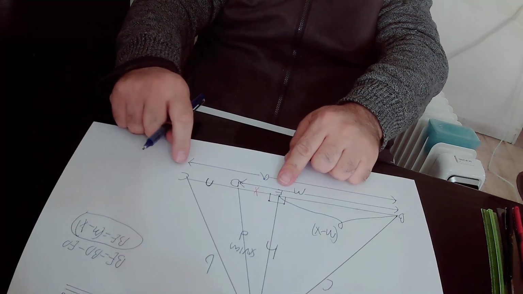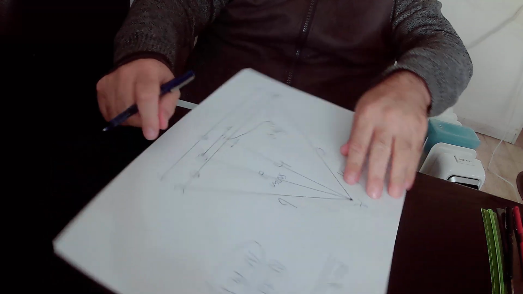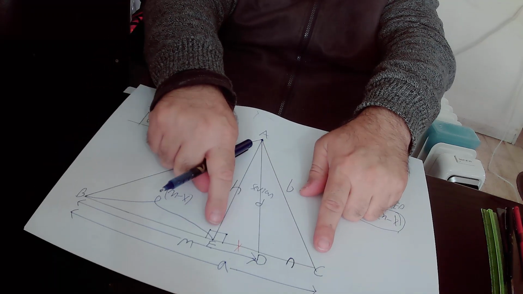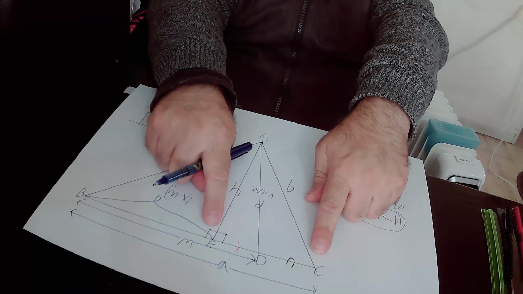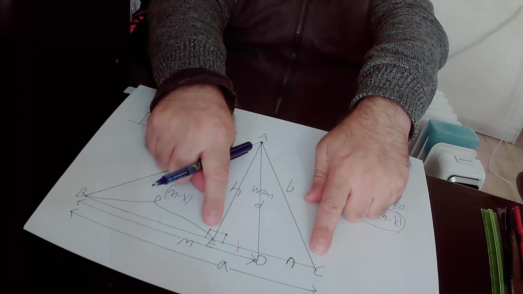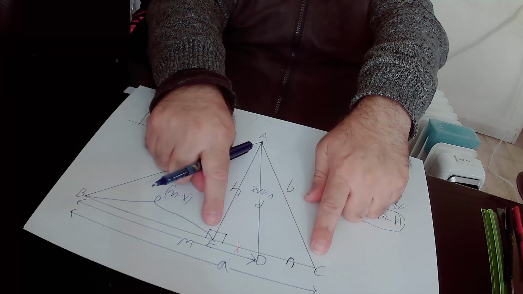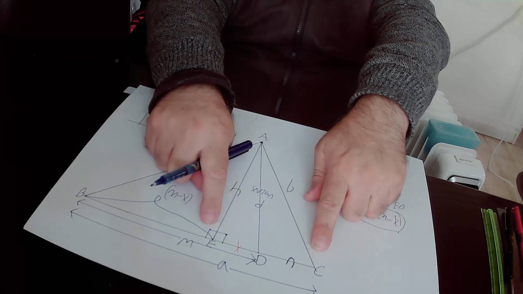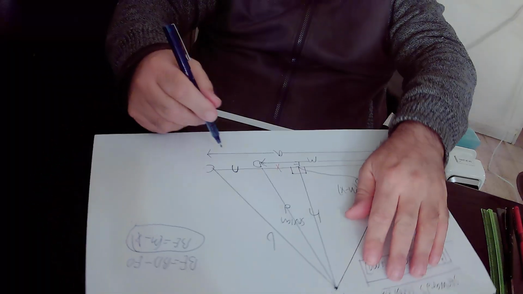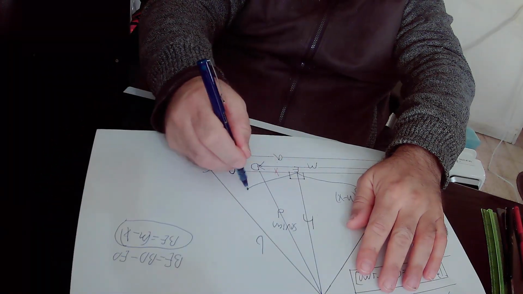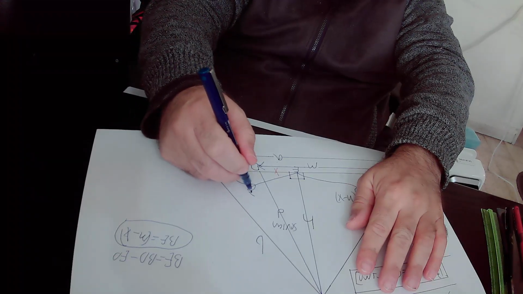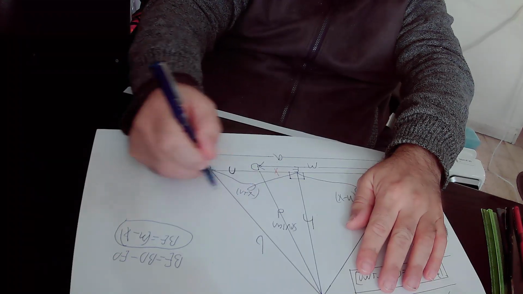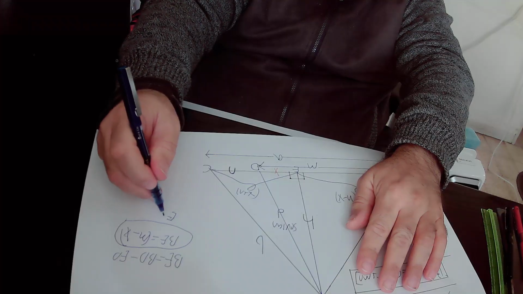And what is the length of this line segment EC? It is very easy to see that EC equals ED plus DC. ED is X, DC is N, so EC in total equals X plus N. So we write down that this line segment EC equals X plus N units in its length.